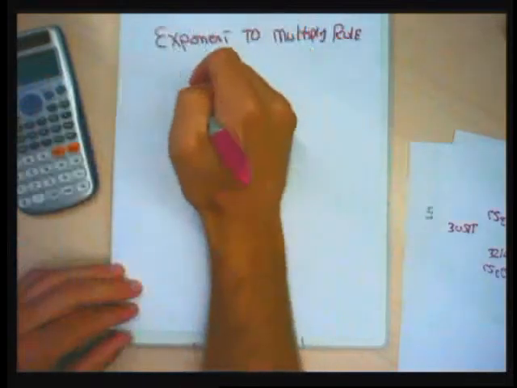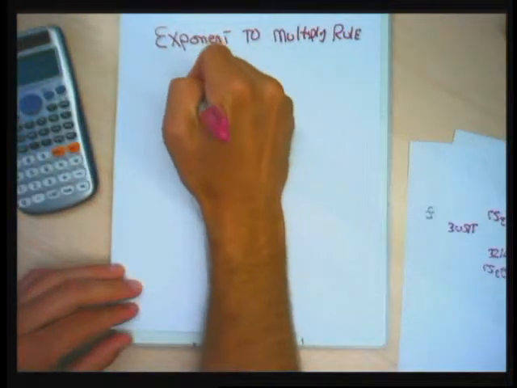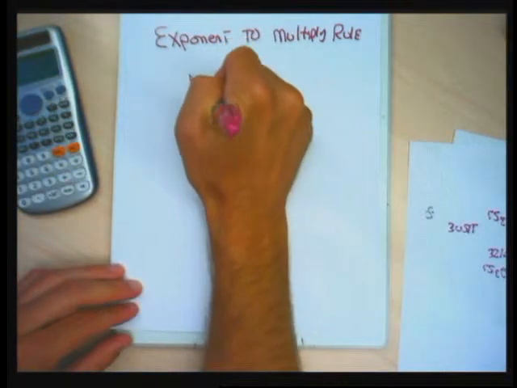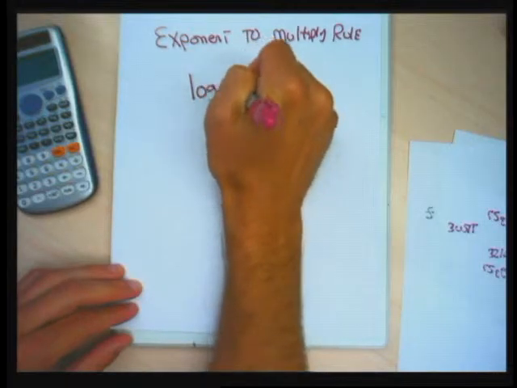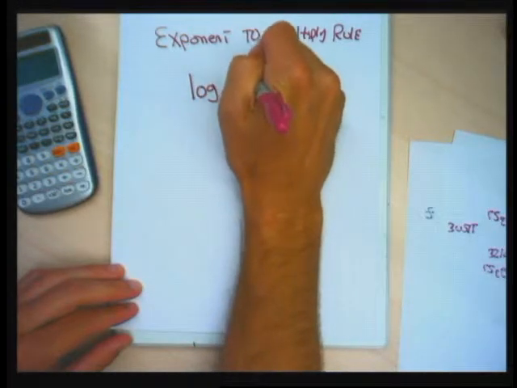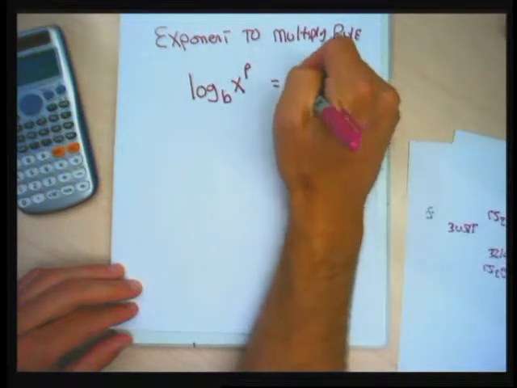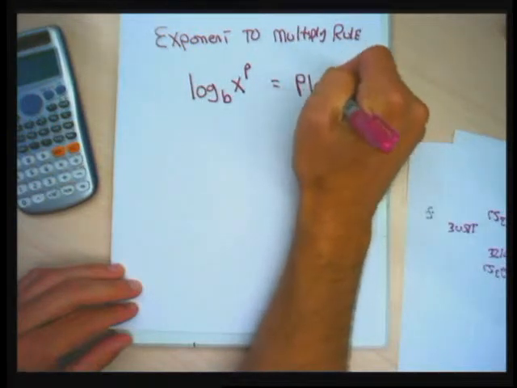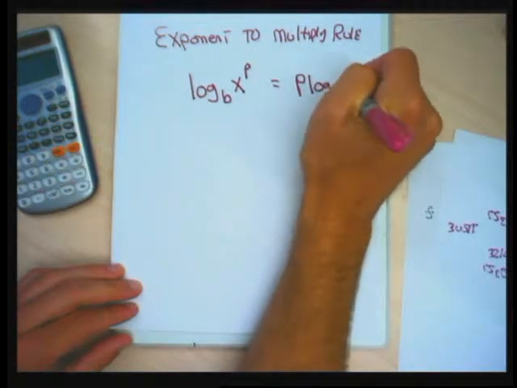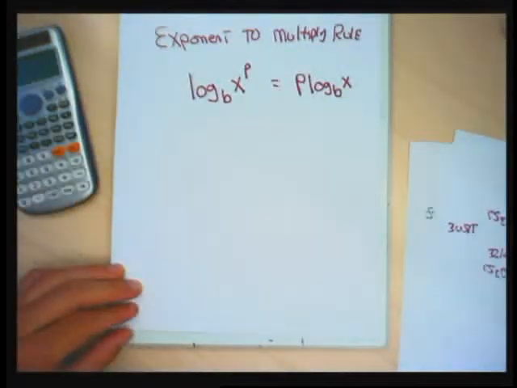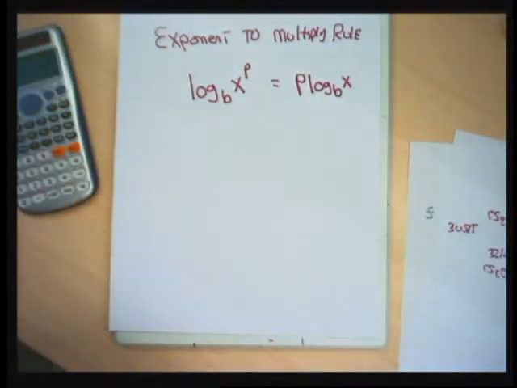So here's an example. Here's what the rule says. The rule says this: if I had the log base b of x to some p power, that equals p times the log base b of x, which tells me if I have an exponent inside a logarithm, I can make that exponent a coefficient and it works the same way.